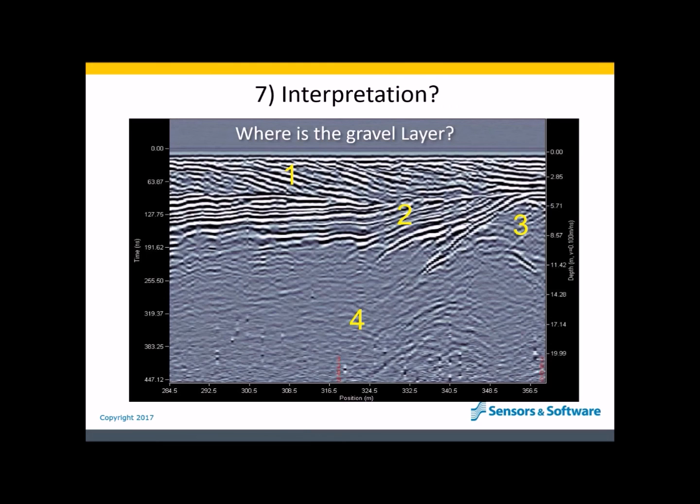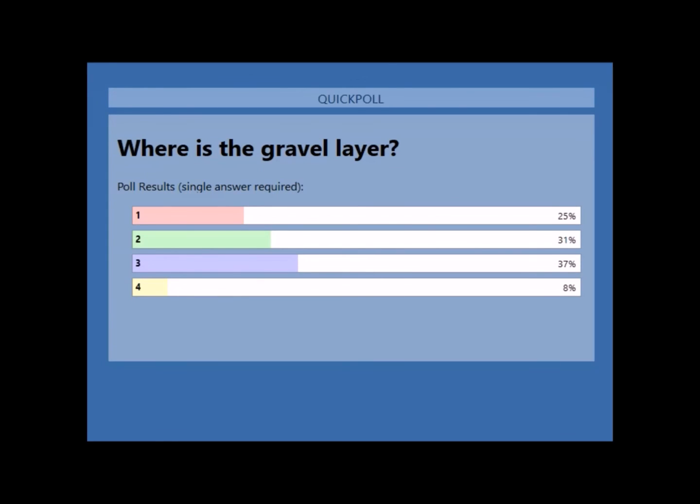Okay, next one. Question 7. Where's the gravel layer? Is it area 1, area 2, area 3, or area 4? That, and let's share. All right, total split. 25%, 31%, 31%, 37%, 8%. Well, the answer is you can't tell. It's a trick question.